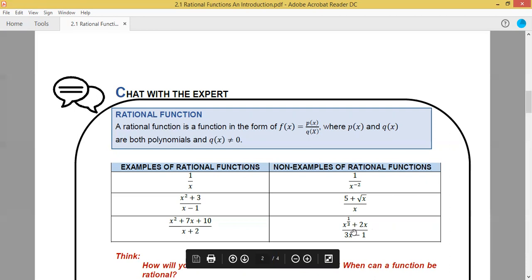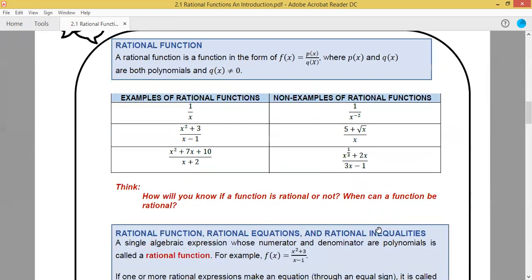Next, x to the 1/3 plus 2x is not a polynomial. Why? Because 1/3 is not a positive integral exponent. Thus, this is not a polynomial. Since these three expressions have non-polynomial parts, then these are not rational functions. Let's go to the second one.